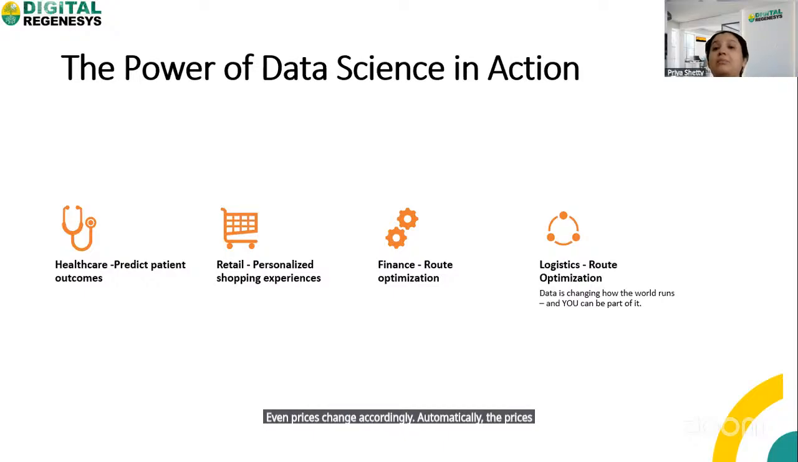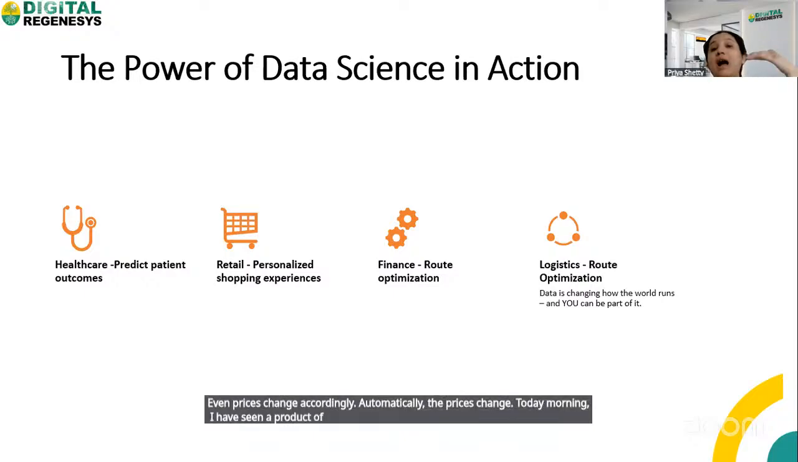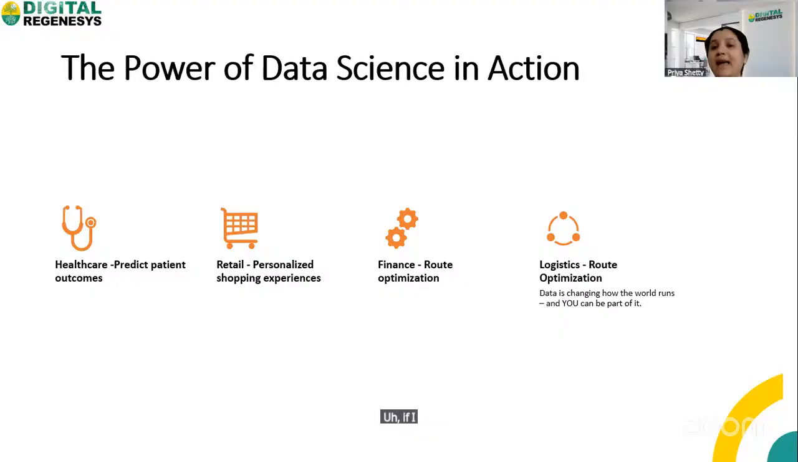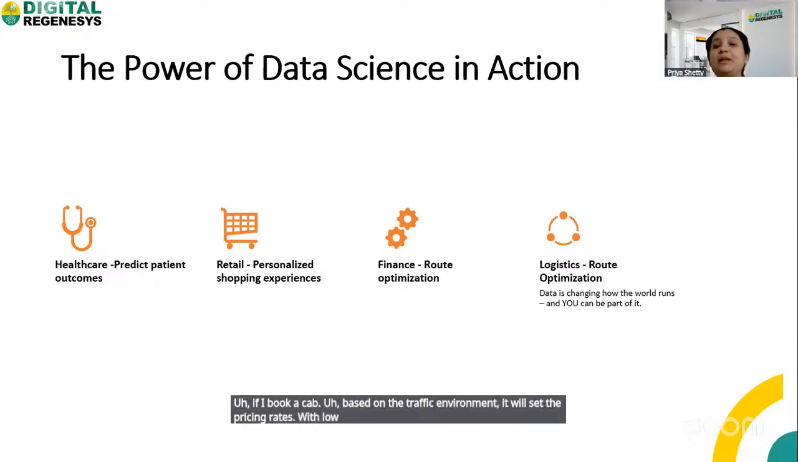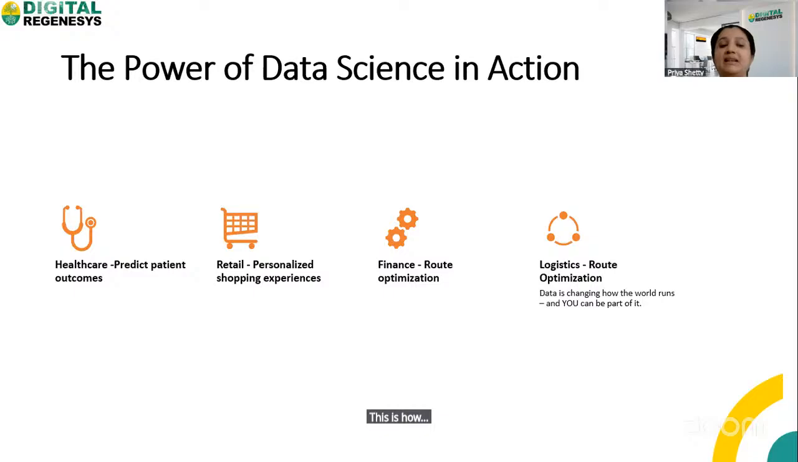Automatically, the prices change. This morning, I saw a product at $500. After 2 hours, I'm watching it, and it is 600, because Amazon saw that I want to buy that product. It automatically changed the price. It hiked the price. If I book a cab, based on the traffic environment, it will set the pricing rates. With low traffic, the price will be low. If heavy traffic, the price will be high. This is the power of data science.